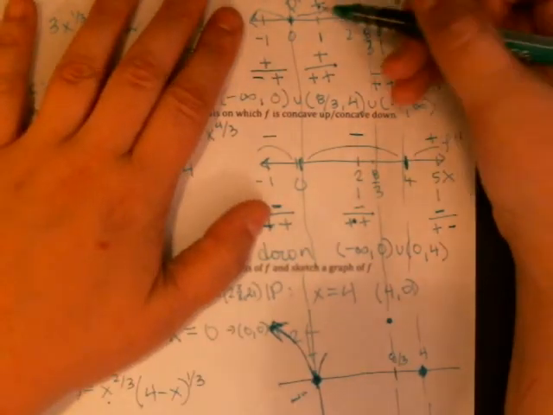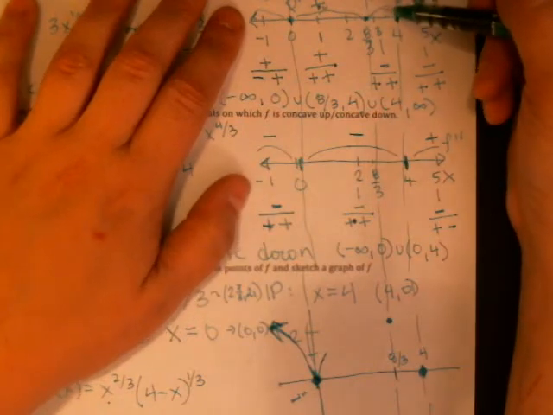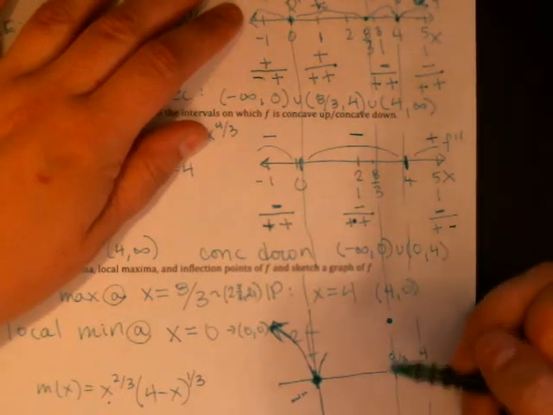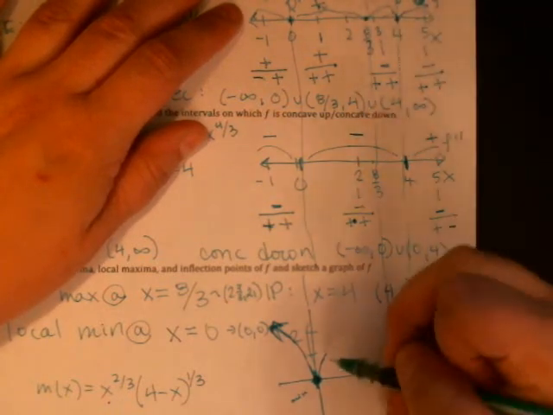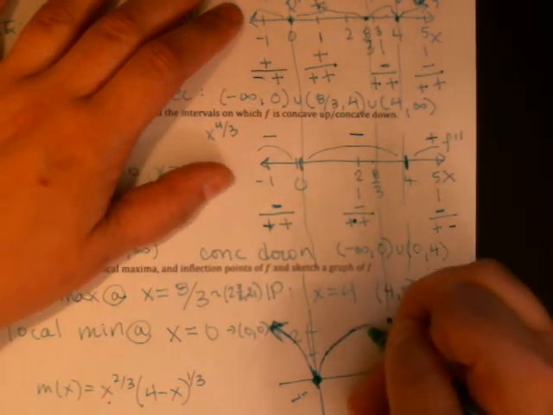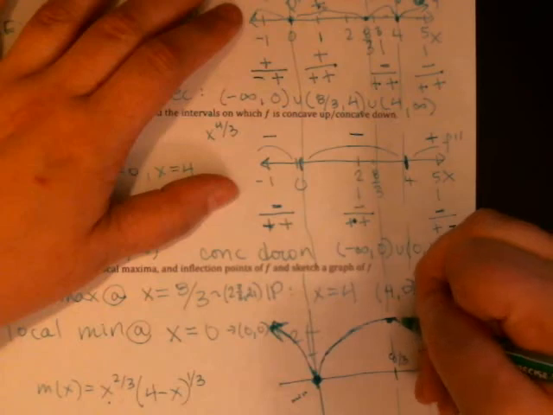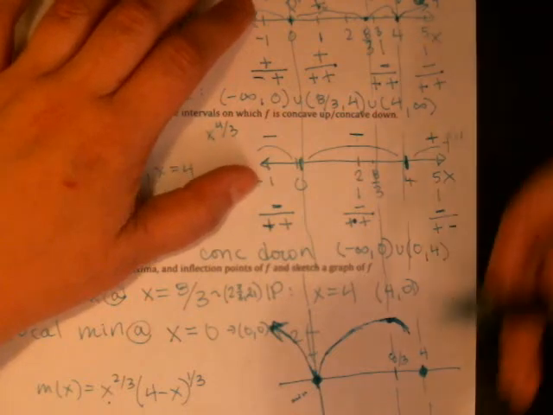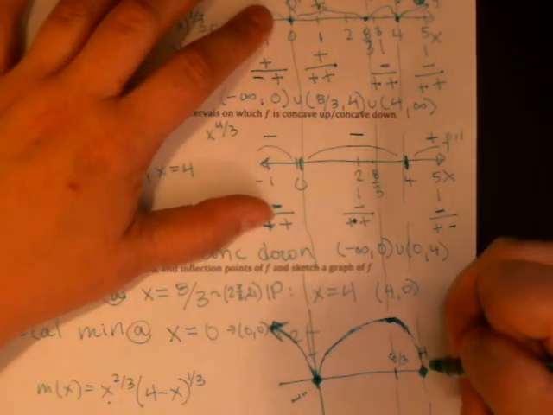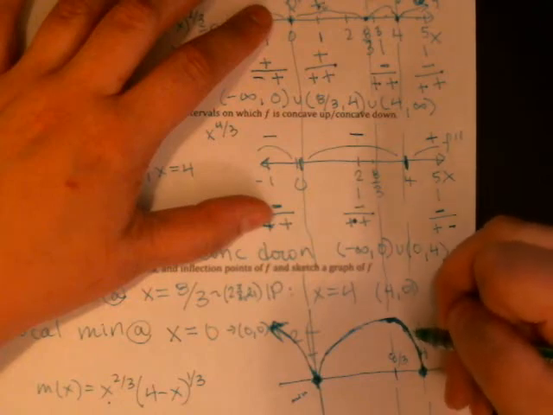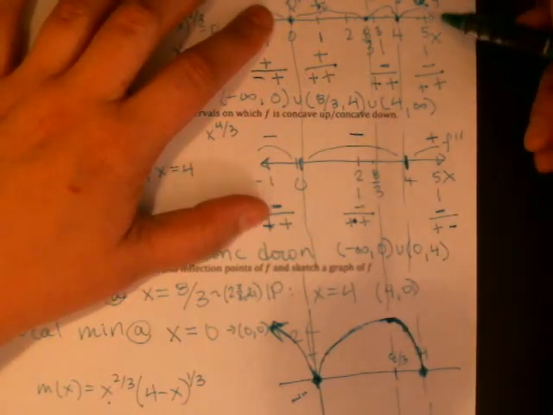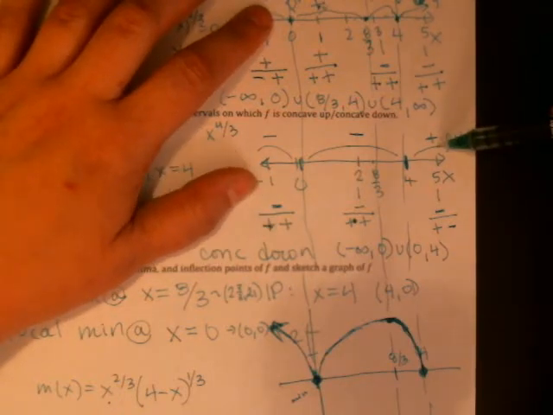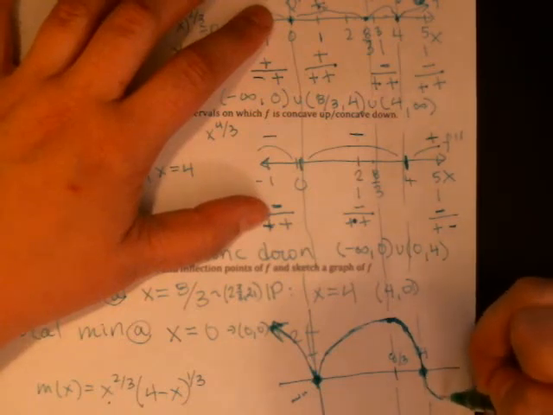And then, let's see, everything stays the same until we hit 8/3, and at 8/3 we had a local max. So we hit a flat spot there, and we stay concave down, so this levels off, and it's flat there, and then it continues concave down and decreasing. And then right at 4, it keeps decreasing, but it switches to concave up. So that looks something like this.